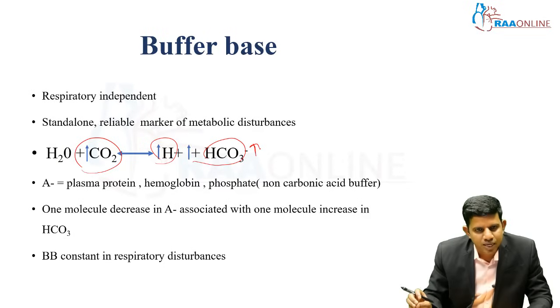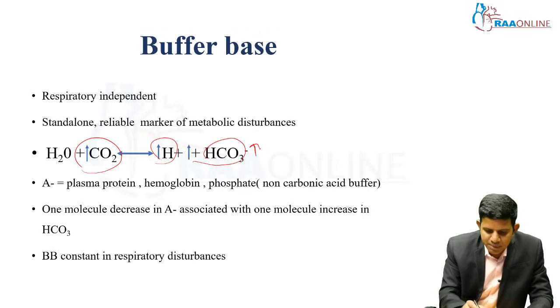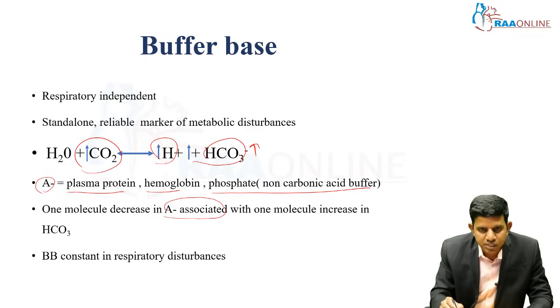Okay. What happened to the buffer? So, what happened here? That A minus, I already told, is the non-carbonic buffer system. It is plasma protein, hemoglobin and the phosphate. So, there is one molecule decrease in the A minus. Okay, the bicarbonate buffer system won't work in respiratory acidosis because it is a component.